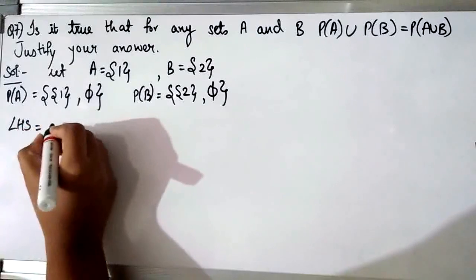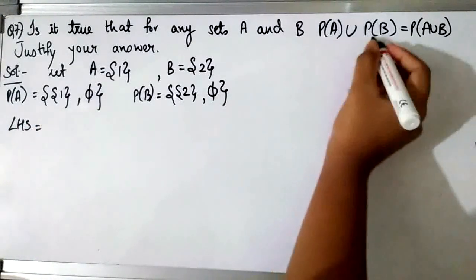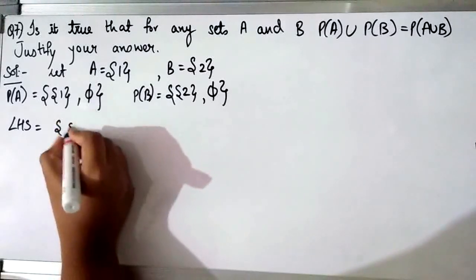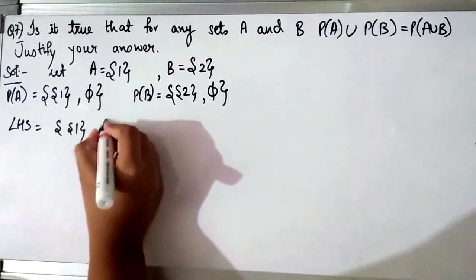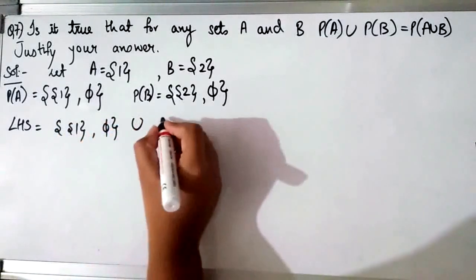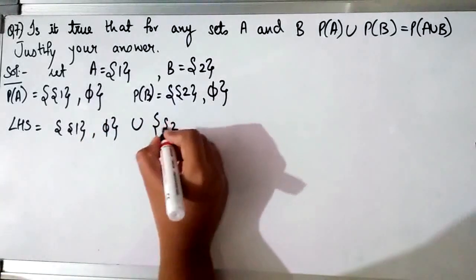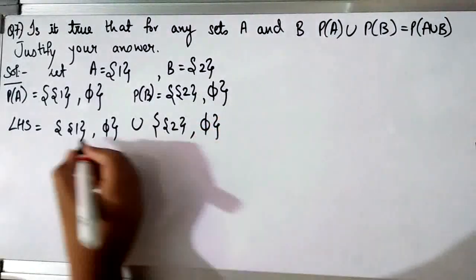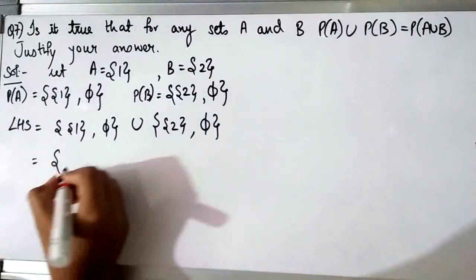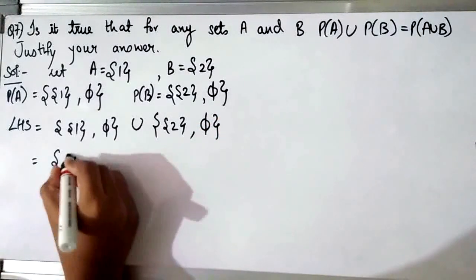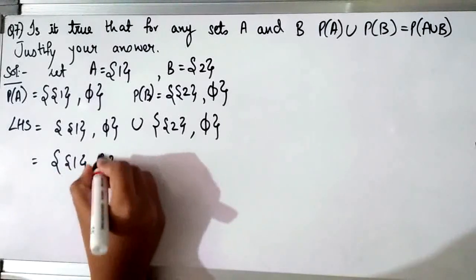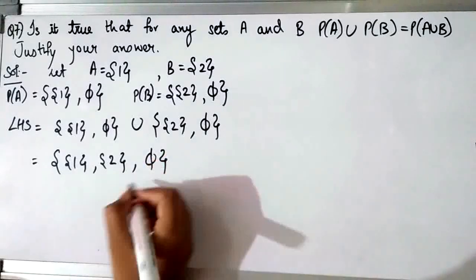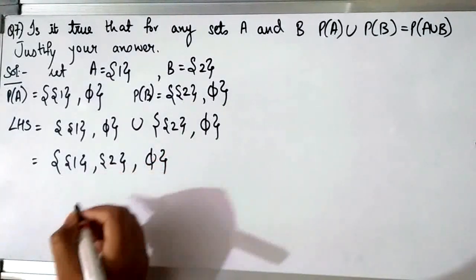So first in LHS we will take power of set A union power of set B. So power of set A is this, {1} and ∅. Now this union our power of set B, that is {2} comma empty set, that is ∅. Now when we do the union of both these sets, what we get is {1}, {2} and then an empty set. So this is our union and this is our LHS.